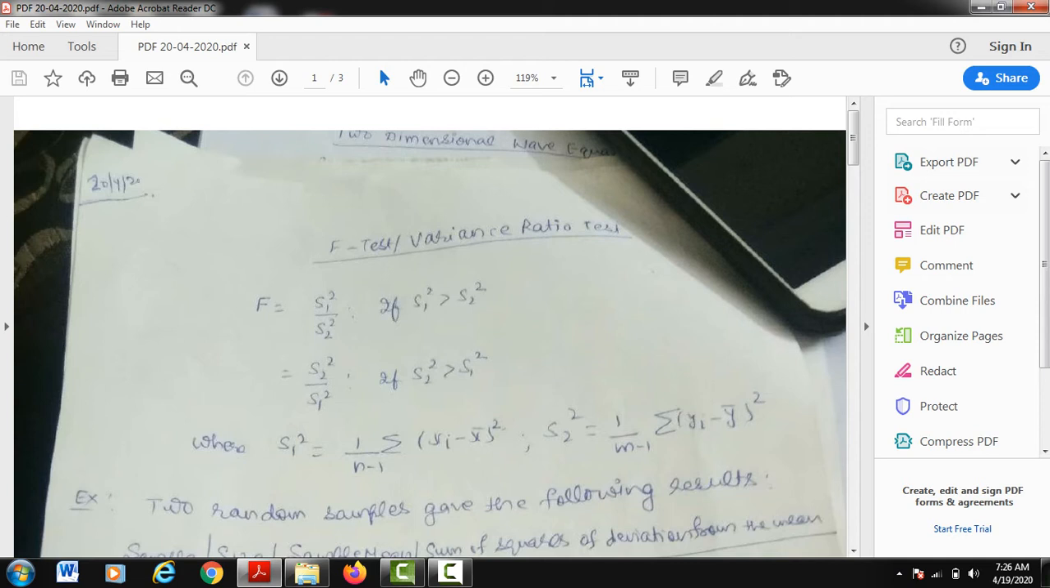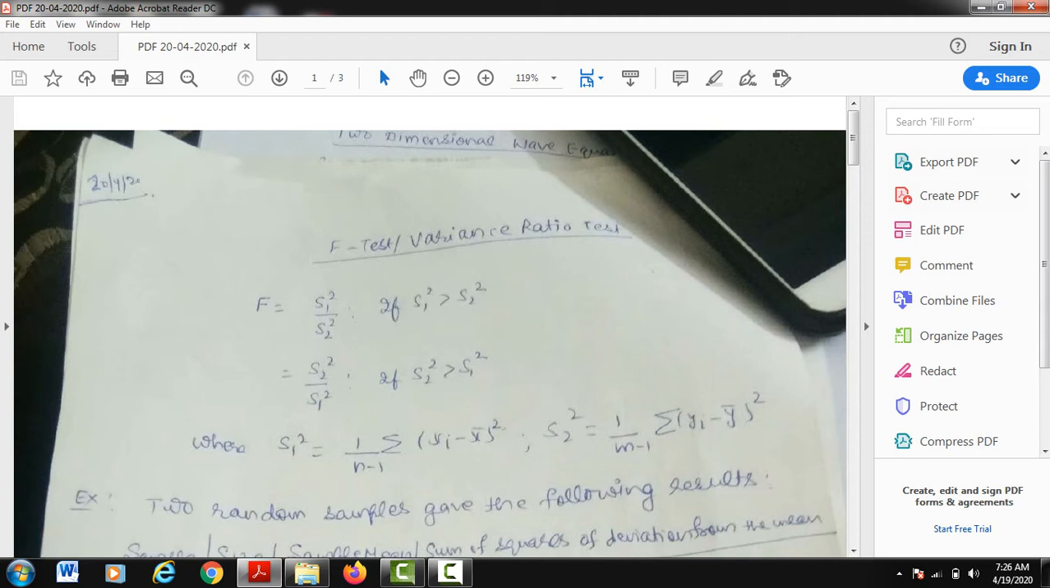As we have discussed, the Z test is the large sample test in which the sample size is greater than 30, and the T test deals with the small sample, that is the sample having size less than 30. So the next test is F test, whose alternative name is the variance ratio test. It is a test which is applicable for samples whose size is less than 30.